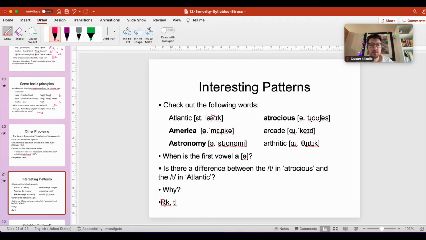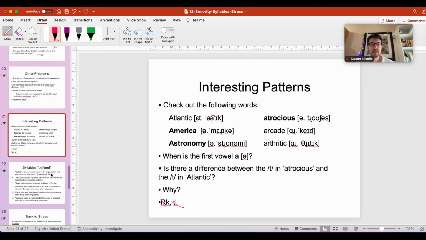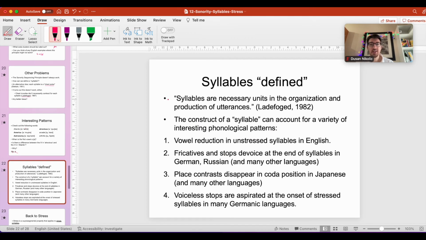So we don't have these, and that's why the concept of a syllable is very important. All right, hopefully this is clear. And now I would like just to go through some of the definitions of a syllable. Ladefoged defines syllables as necessary units in the organization and production of utterances. The construct of a syllable can account for a variety of interesting phonological patterns, and that's where they help.